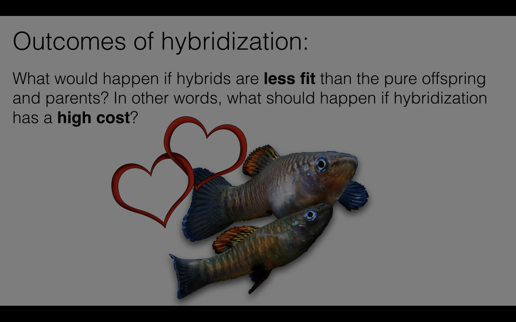Okay, finally, what would happen? What do you think would happen if hybrids are less fit than the pure offspring and their parents? So in other words, what would happen if hybridization has a high cost? If mating with another species just sucks? What do you think would happen? If your offspring suck, what do you think would happen? Take a minute, pause, and think about that.